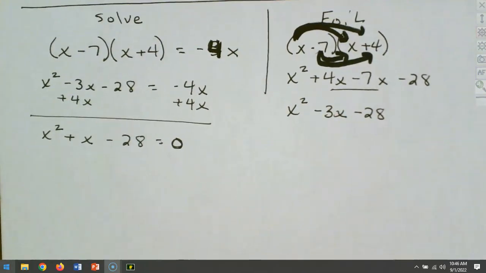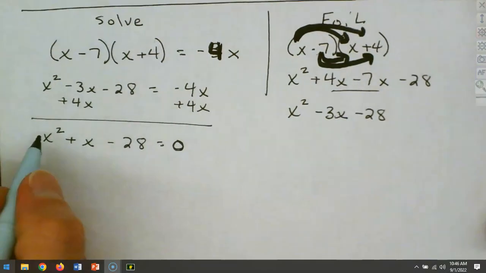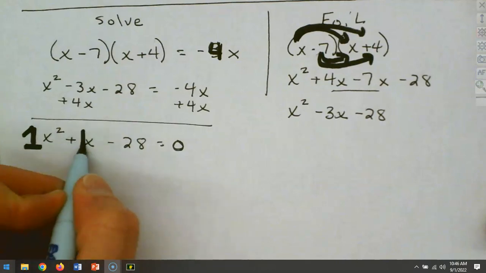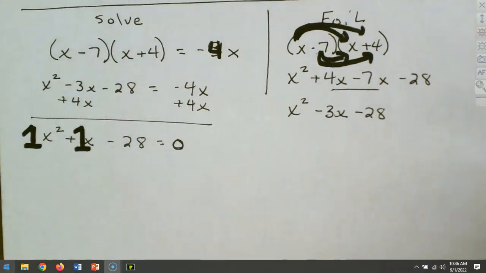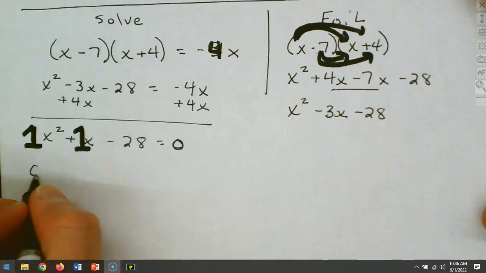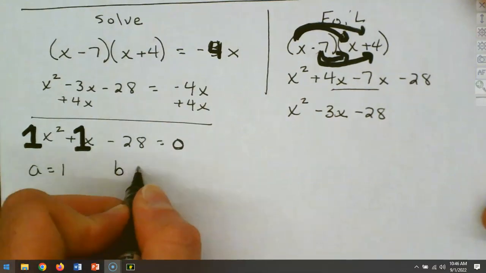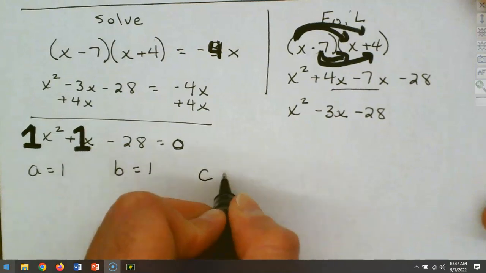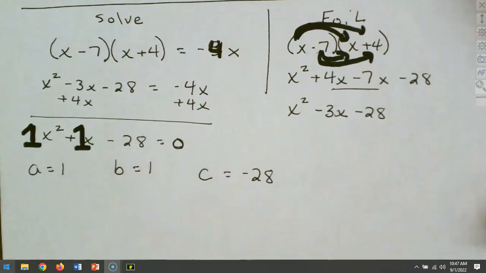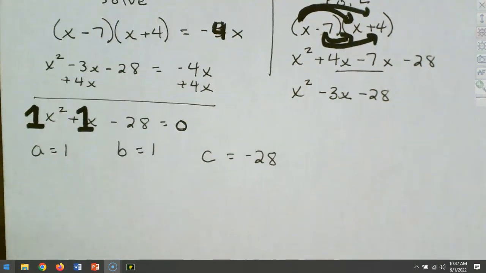Okay, and we're going to use the quadratic formula again. If there's no number in front of the x squared and the x, you use a 1. So our pieces are a is 1, b is 1, and c is a negative 28. So we've got our pieces labeled. So there's your a, your b, and your c. They've been labeled. Now we're going to proceed to finish this out.